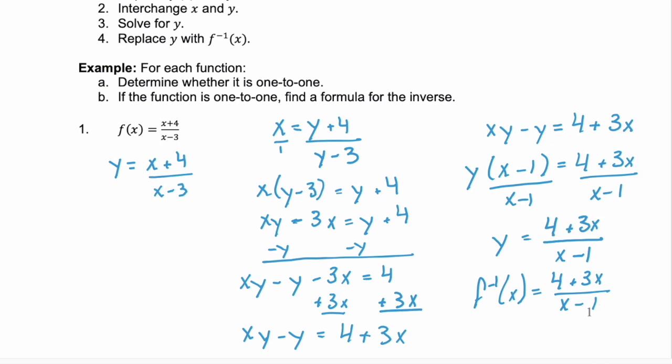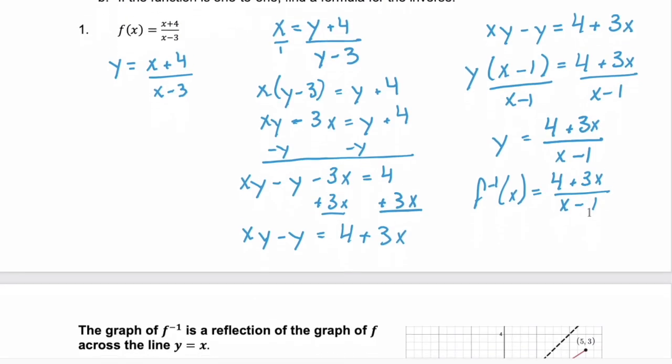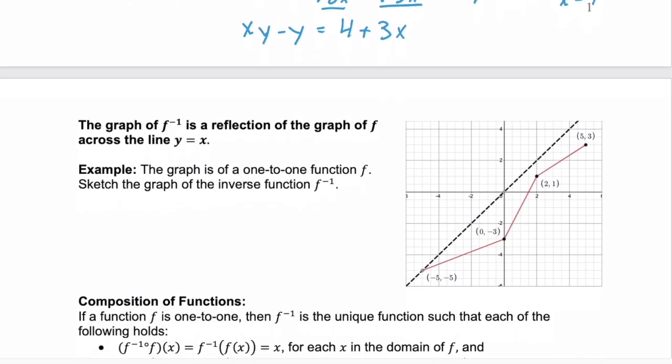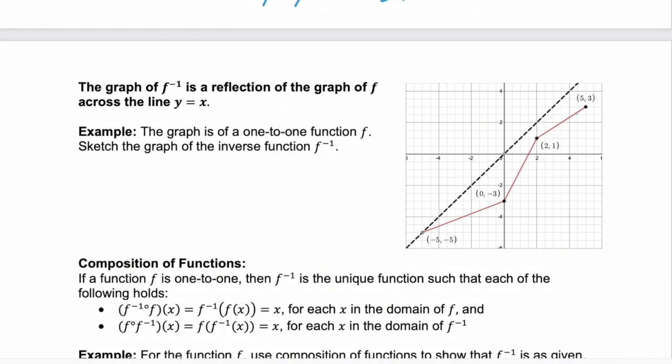Okay, now let's look at what a graph of a one-to-one function looks like. So here we have a graph of a one-to-one function, and remember that the graph of f inverse is a reflection of the graph of f across this dotted line, which is the y equals x line. Since we know that the given function f is one-to-one, we can sketch the inverse. And remember, to sketch the inverse, we can interchange the first and second coordinates.